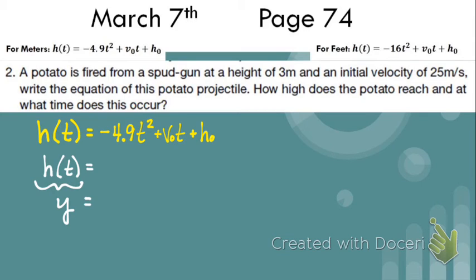What comes after the equal sign? Negative 4.9 t squared. Plus 25t, because 25 is what? Initial velocity. Yeah, that's my initial velocity. And then what do I need at the end? Plus 3, because 3 is what? Initial height. The initial height.